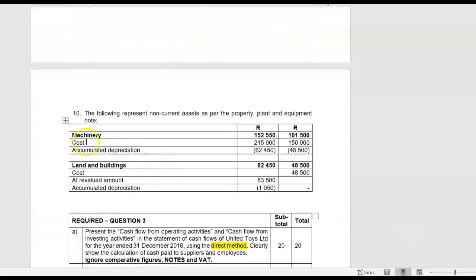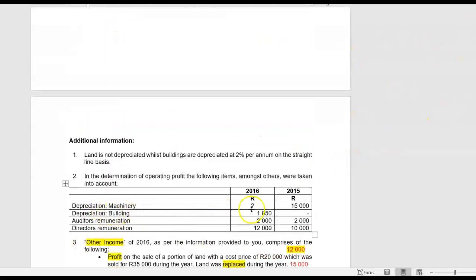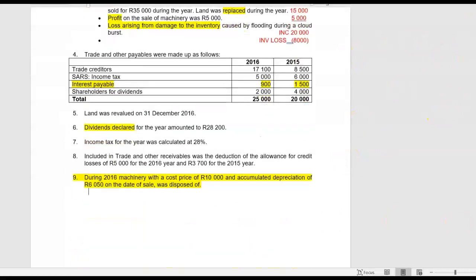And then they give us a breakdown of our non-current assets. So let's start with land and buildings. Draw your T accounts in your cost account. For the first time, we're going to have an accumulated depreciation. You can see that clearly there was nothing there. 1050 for the current year. And then here somewhere, they also told us that our depreciation charge for the year was 1050.